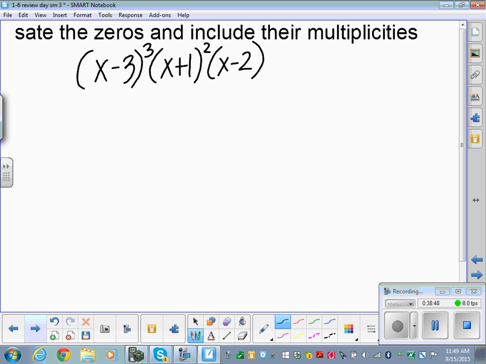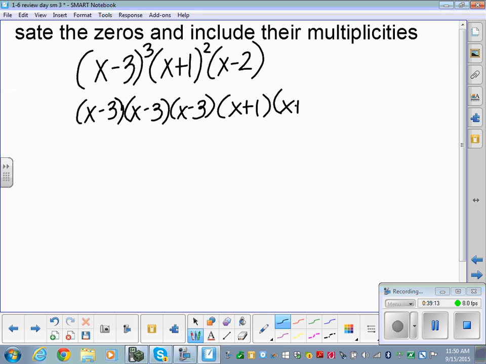State the zeros and include their multiplicities. So once again, guys, we have to remember that x minus 3 cubed times x plus 1 squared times x minus 2 just means, if I wanted to write this out the long way, x minus 3 cubed means x minus 3 times x minus 3 times x minus 3. And then x plus 1 squared means x plus 1 times x plus 1. And then we have our x minus 2. Now those are linear factors. We can set them individually equal to 0 and solve.